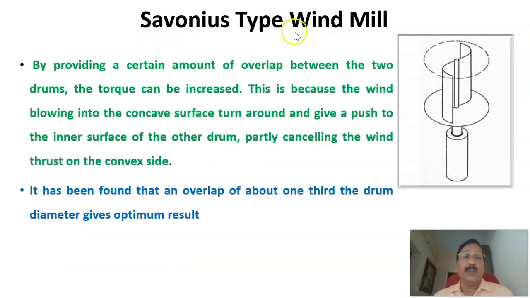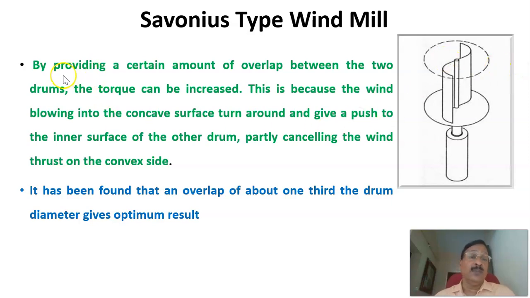Continuing with the Savonius type windmill, as I already explained, one side is concave, another one is convex. The wind speed produces different forces on the concave and convex sides. That produces a rotation with respect to this vertical axis, the vertical shaft. That's why it's called a vertical axis wind turbine, because of the nature of this concave and convex face.